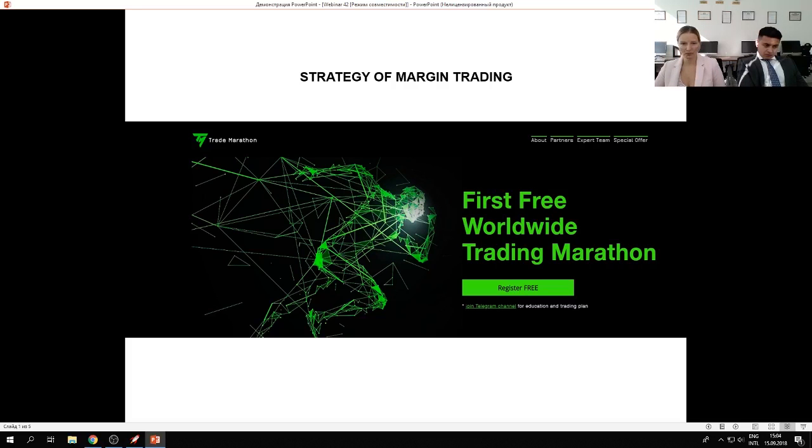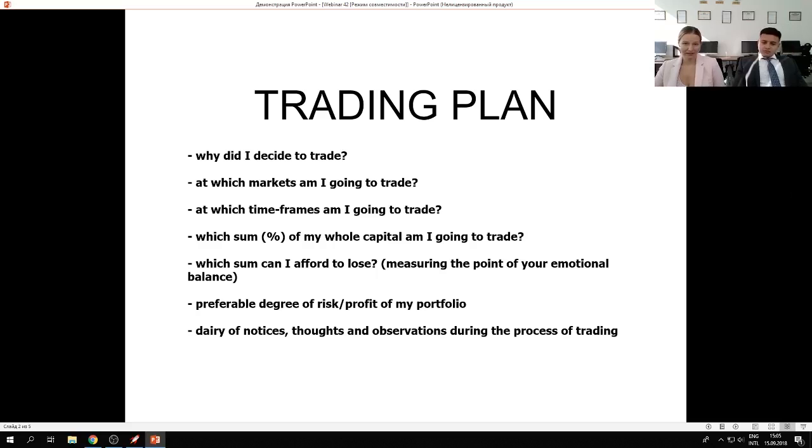What is this and why do we need it? So a trading plan is a complex of rules and techniques which a trader uses while trading. After he has got a trading plan, he knows exactly what steps he is going to do further. He knows that beforehand, so he does not use his emotions while trading. He is just strictly following the plan, as easy as that.